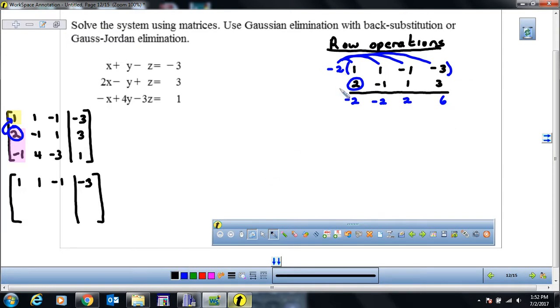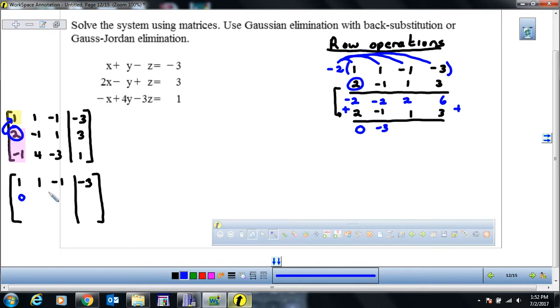Then what you need to do now is bring this second equation right here, and the process of addition tells you that now you're going to add the two equations. -2 plus 2 is a 0, which is what we wanted to get right here. -2 plus -1 is -3, so that's the next value here. 2 plus 1 is going to be a 3, which is the next value here, and 6 plus 3 is going to be a 9, which is the next value right here.